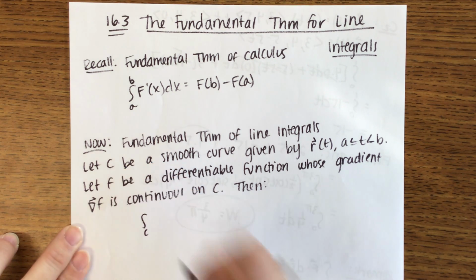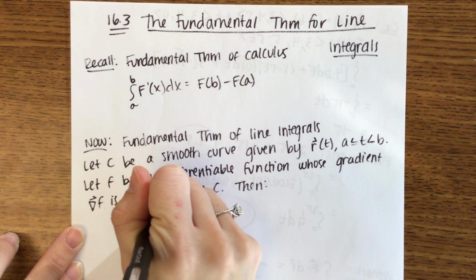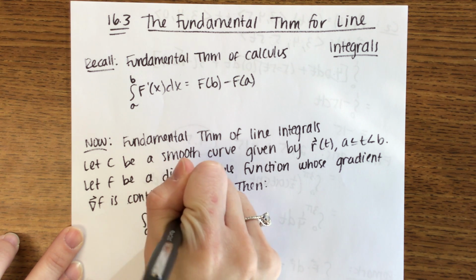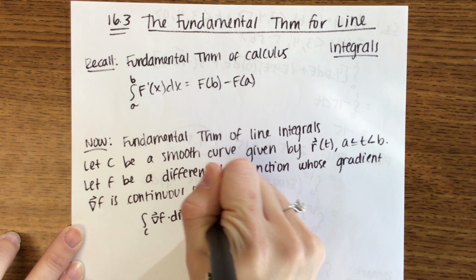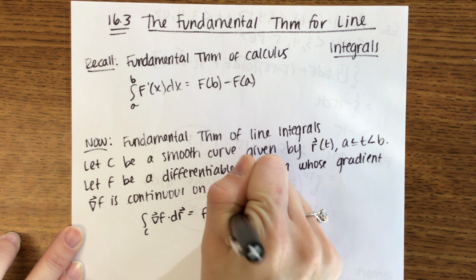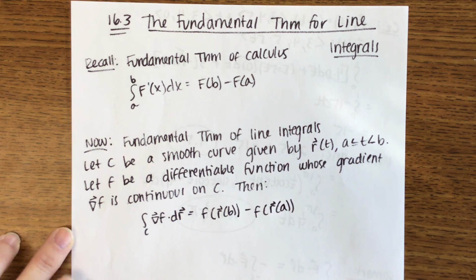Then the following will be true. If we have the line integral over the curve C of the gradient of f dot dr, one way to calculate that is to take that function f of r of b, subtract f of r of a.